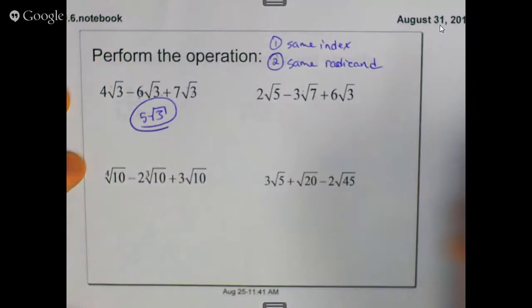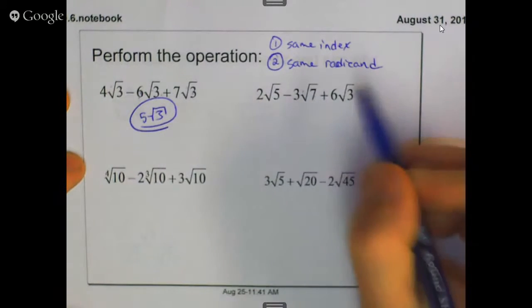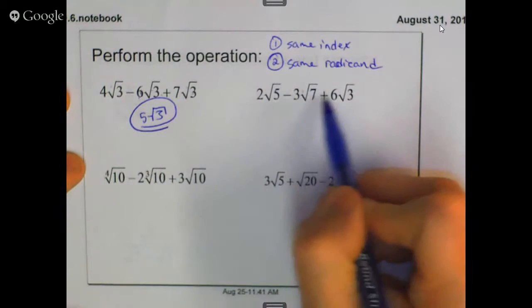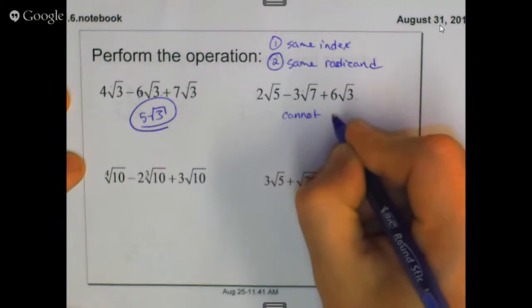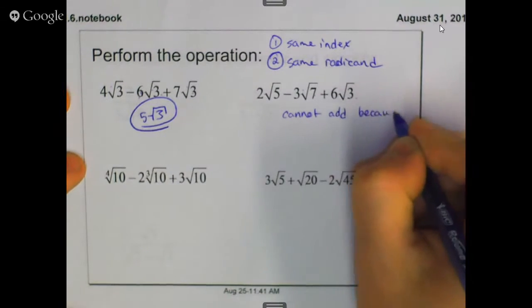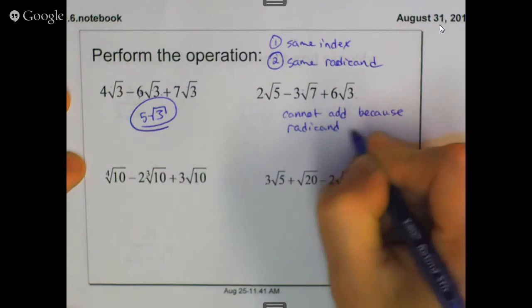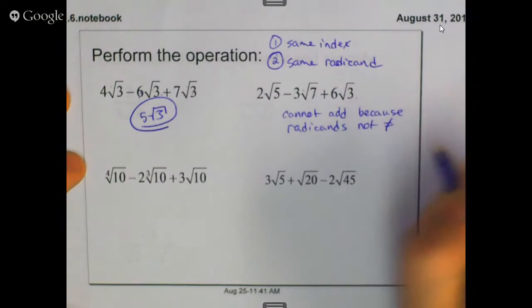All right. Here I've got square root of 5, square root of 7, square root of 3. Well, even though my indexes are the same, my radicands are not the same. So I cannot add because radicands are not the same, are not equal.